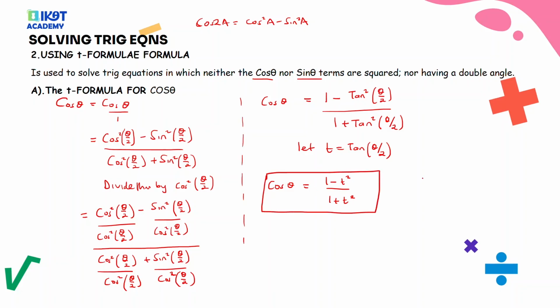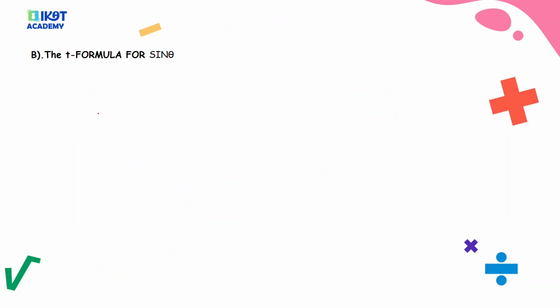Now you can actually be asked to prove this as an independent question. So we are going to get a T formula for cos, a T formula for sine, and a T formula for tan. And those are the equations we're going to be using. So now let's look at the T formula for sine theta. We're going to do this somehow faster.